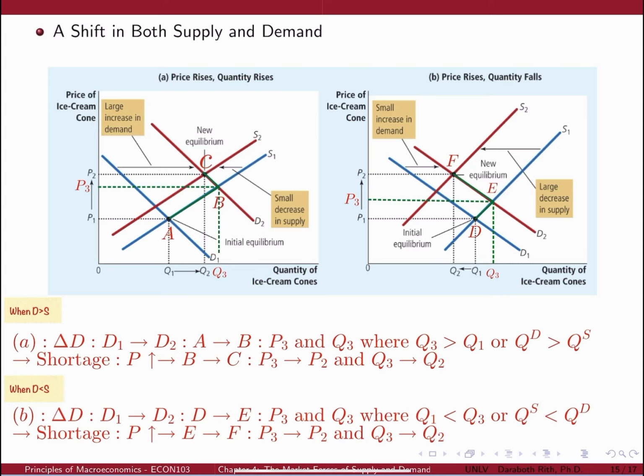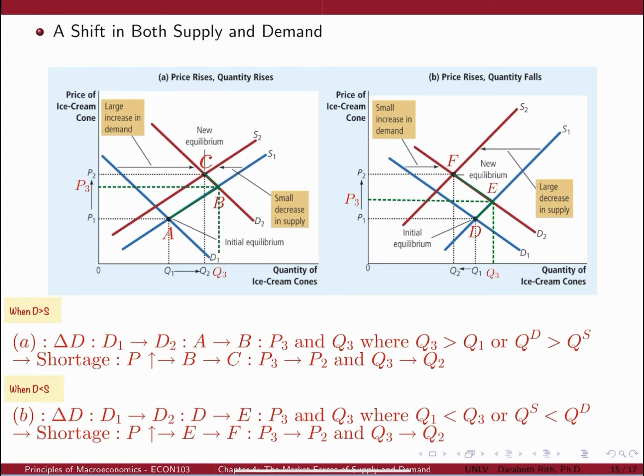The new equilibrium changes from point E to point F. Here we can see that the price increases from P3 to P2, but the quantity decreases back from Q3 to Q2, which is further than Q1. And this is due to the change of demand being less than the change of supply.